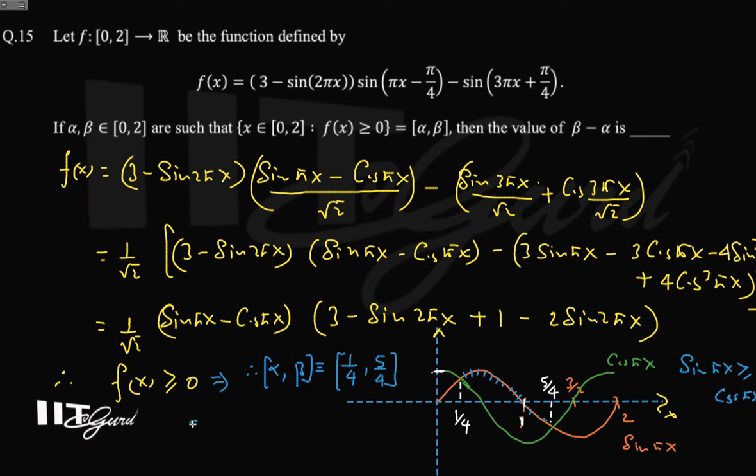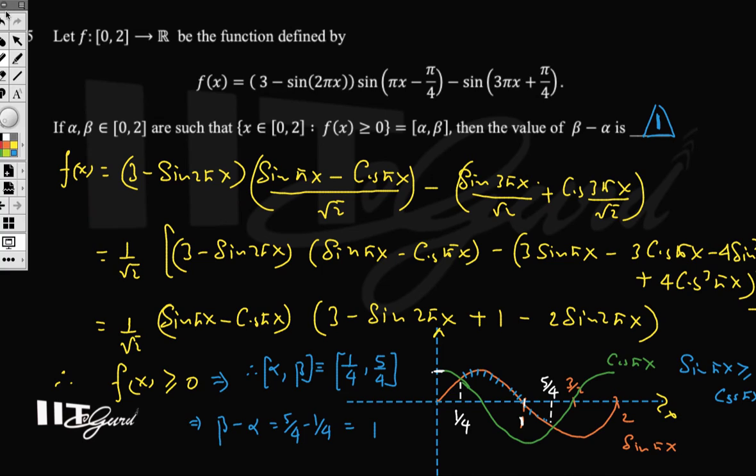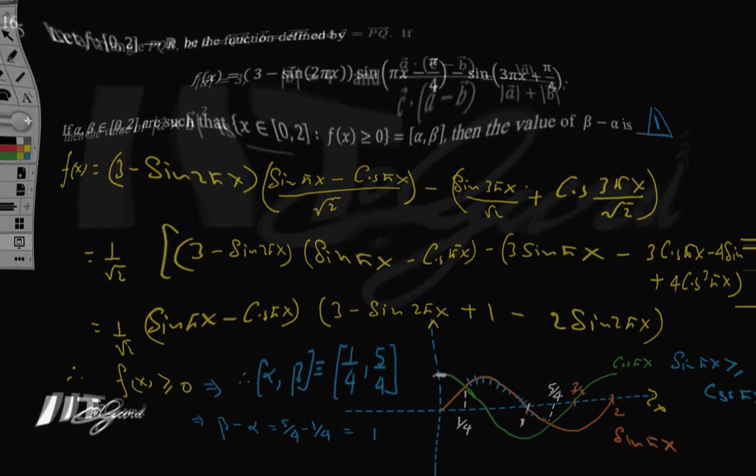So this implies that we find beta minus alpha, that is 5 by 4 minus 1 by 4, and hence the answer will be 1, and that's your final solution. So the answer is, beta minus alpha you have to find, that is 1, and that's your answer. Okay, so in this way we can handle this question, and now go ahead for the next question.